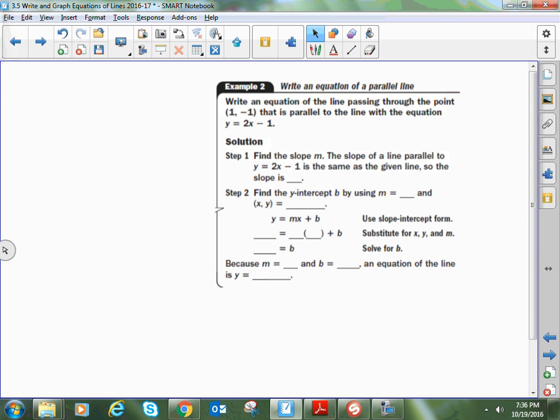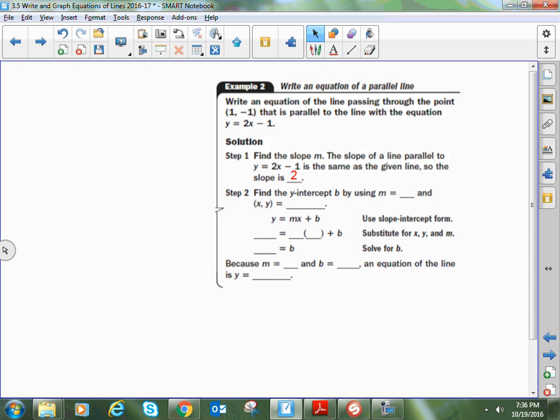Now me, I'm flexible. I think you should be able to write your equation in any form, and writing it in slope-intercept form is fine. But point-slope form, a lot of times I think it's just faster, it's easier to do. So I want you guys to be exposed to more than one way. So the situation that we have says write the equation of a line. Now it's giving us a specific point that it has to go through, and we want it to be parallel to the given equation, 2x minus 1.